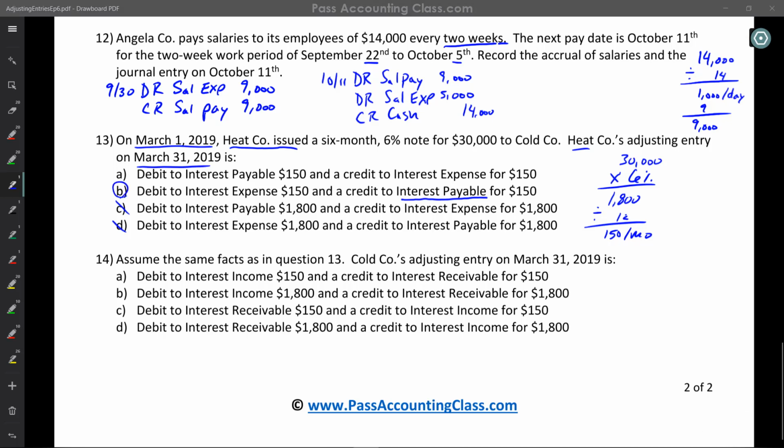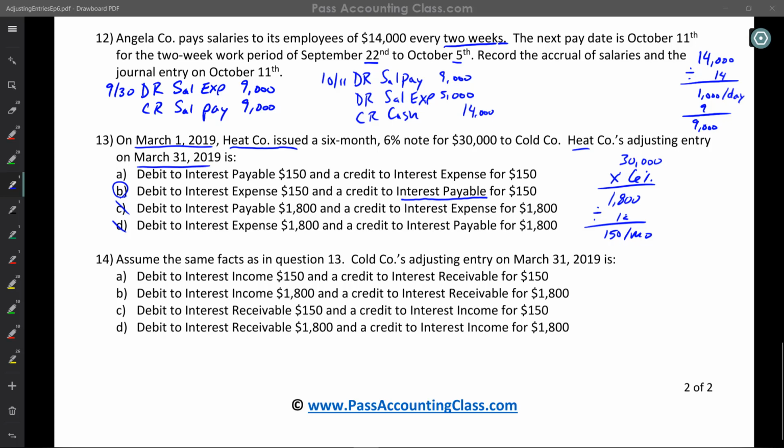So for the last question, it says, assume the same facts as in question 13. ColdCo's adjusting entry on March 31st, 2019 is a debit to interest income, $150, and a credit to interest receivable for $150, a debit to interest income, $1,800, and a credit to interest receivable for $1,800, a debit to interest receivable, $150, and a credit to interest income for $150, or a debit to interest receivable, $1,800, and a credit to interest income for $1,800.